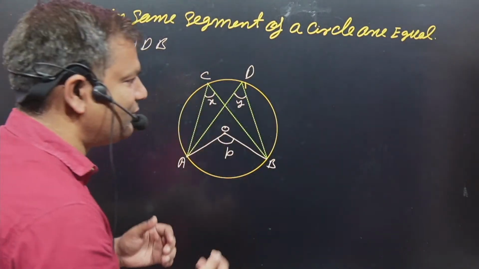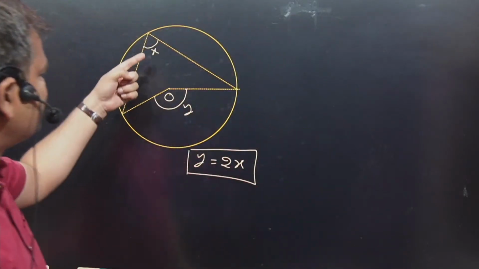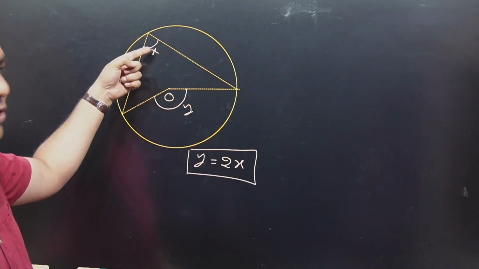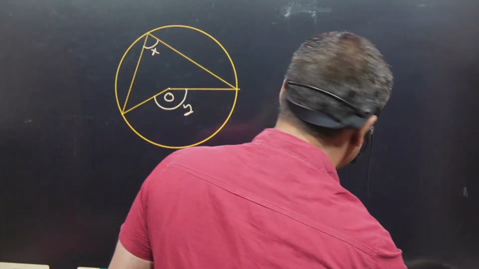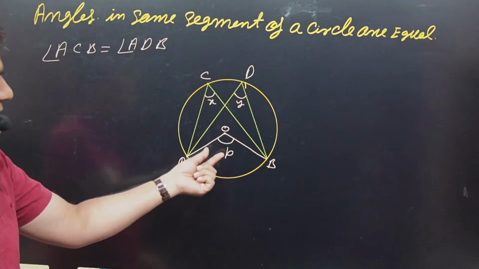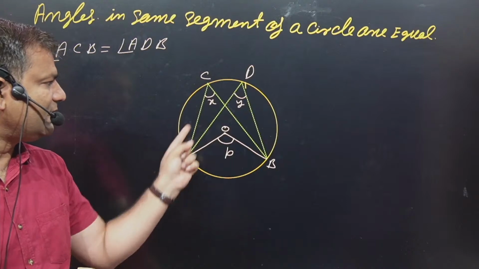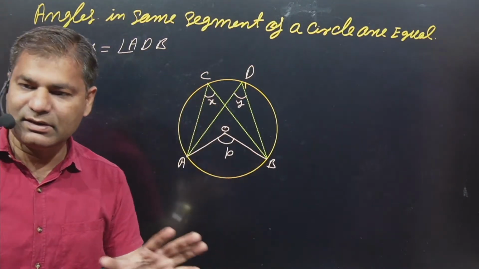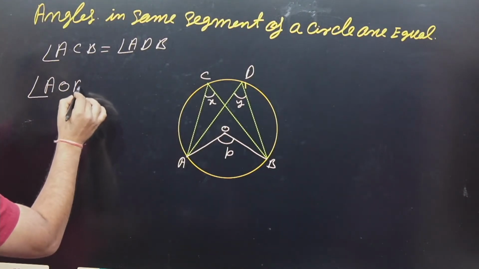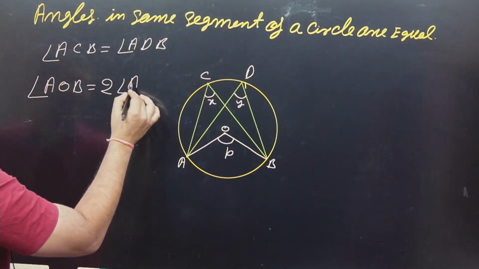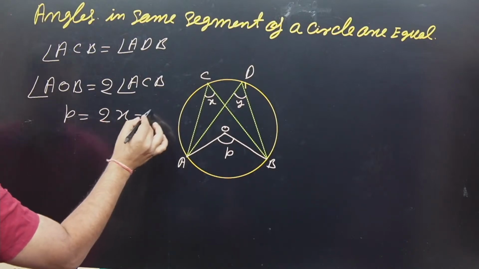So how can we prove it? Look, in the last class, if this one is X, then this one Y will be equal to 2X. So you can apply this theorem here. You can say that angle AOB is equal to 2 times ACB. It means P is equal to 2X. Equation number 1.